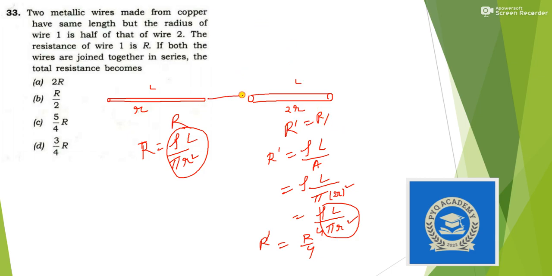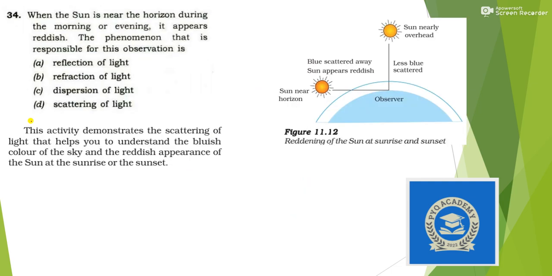Now if we connect both in series, then R plus R by 4 will be the equivalent resistance. By adding this, it will become 5R by 4, which is the equivalent resistance. So our answer is option C. Okay, let's move to the next question.